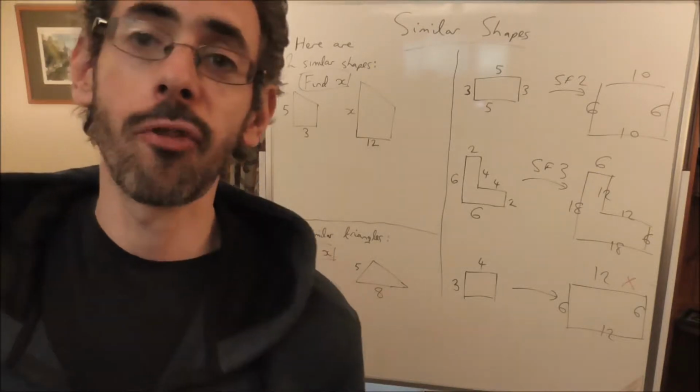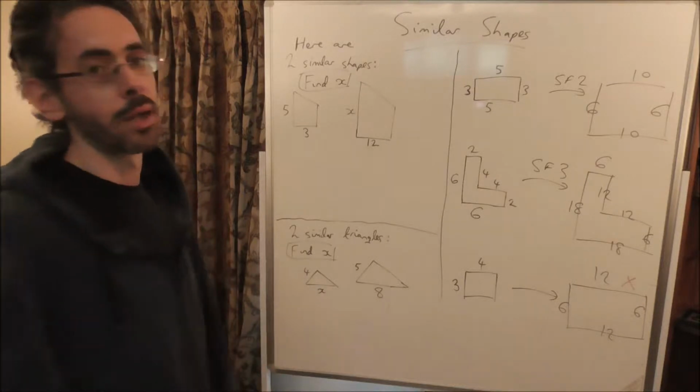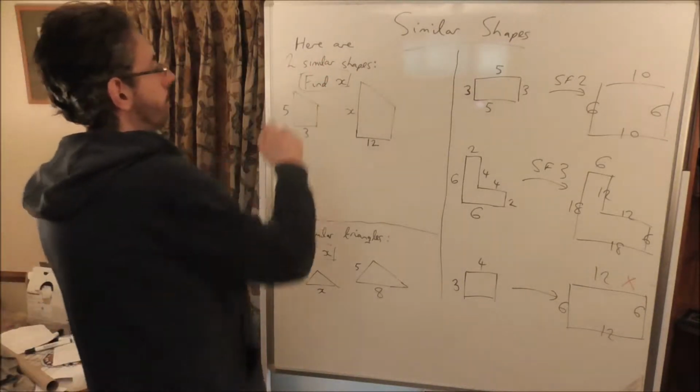Right, so this lesson is going to be about finding the missing sides of similar shapes. I've got a couple of questions here, and we're going to find some missing sides of similar shapes. The first question is, here are two similar shapes.